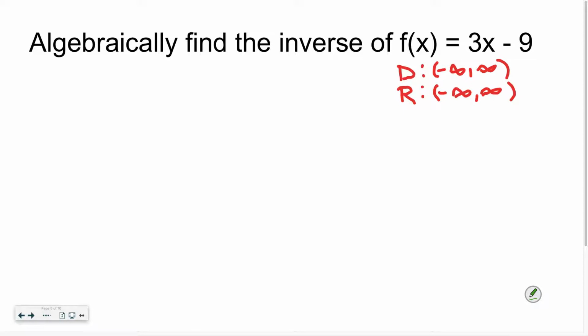Eli, what's the first thing you did? Switch x and y. So f of x is the same thing as y, so we are going to switch x and y. But then I want you to solve for y. In order to solve for y, get y by itself. Kenshi, what step can we take?